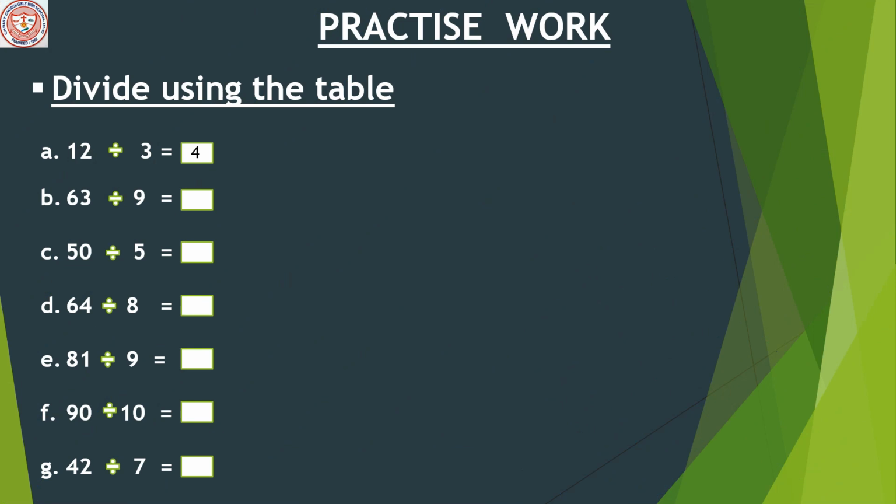Yes, you have to find where the number 12 is in the table of 3. Yes, it is 3 4s are 12. You have to recite the table of 3. Then only you will get the answer. Yes, 3 4s are 12. So, the answer is 4. You have to do the remaining exercise on your own.